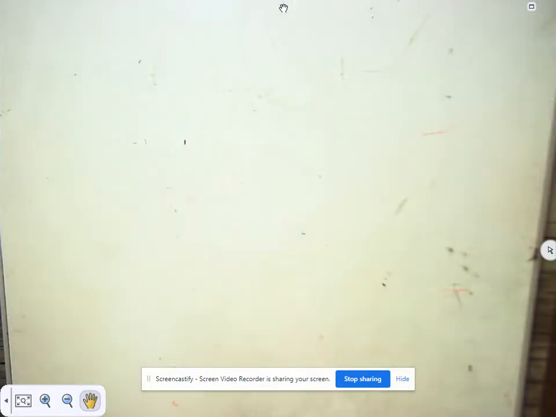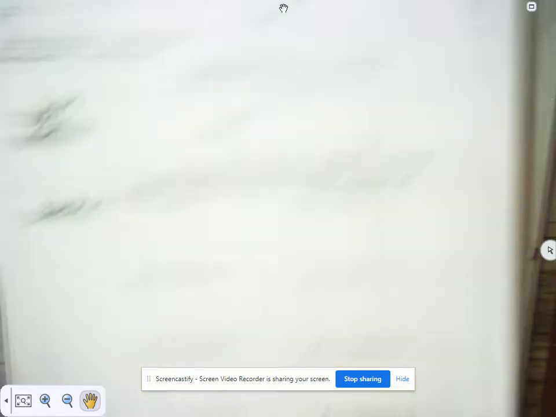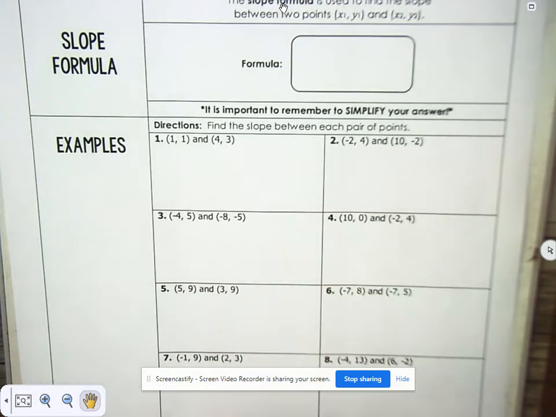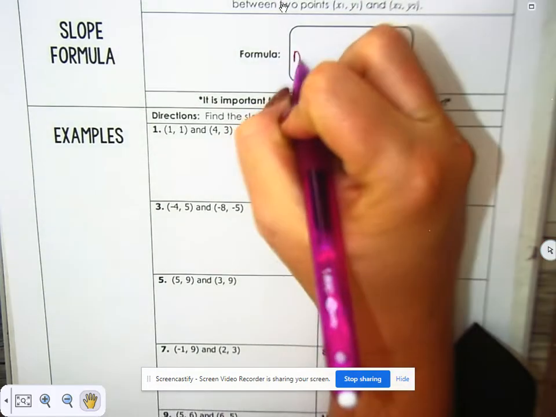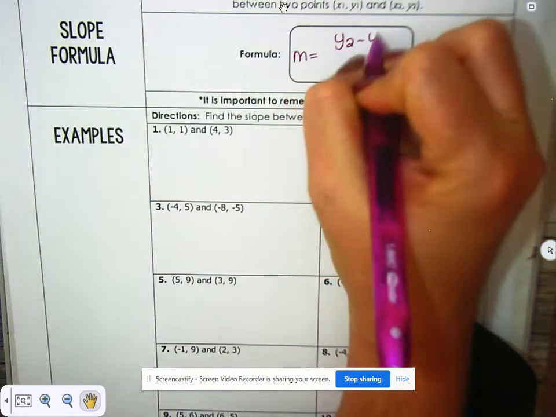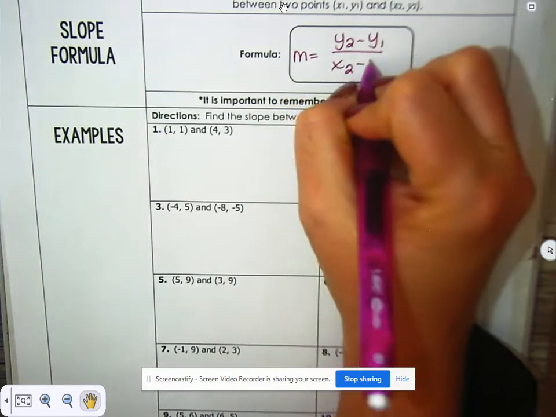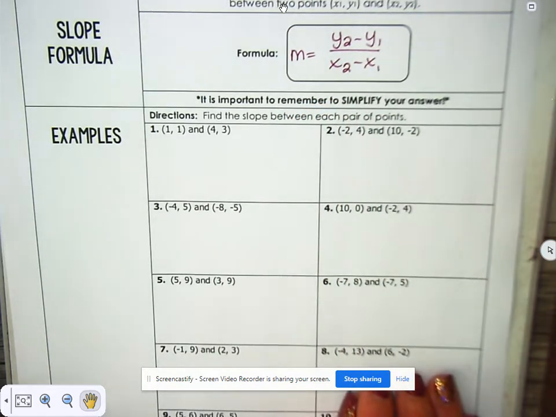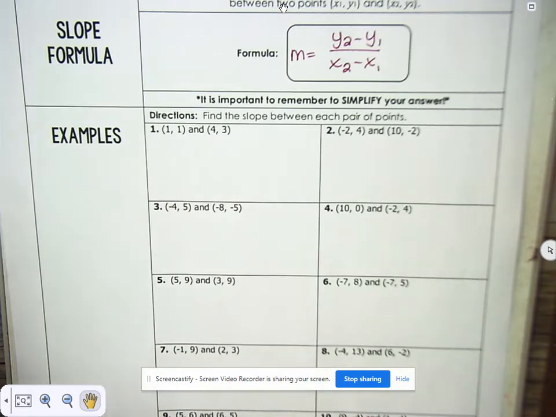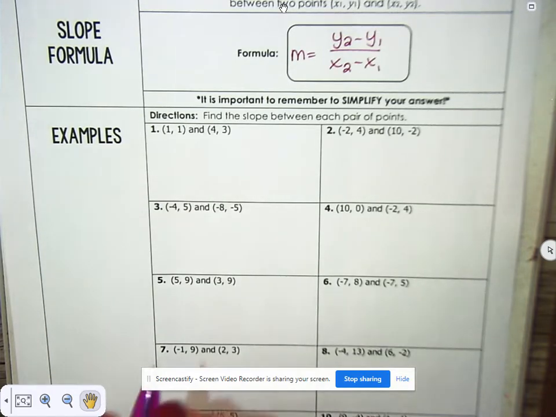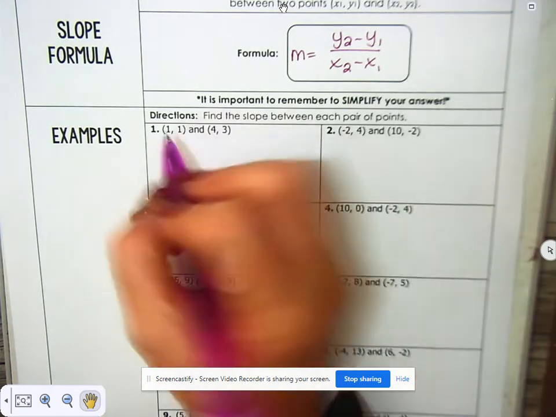Okay, so now let's go to the next part, which is our slope formula. We have already done slope formula. We introduced this in our warm-ups. Remember, our slope formula is m equals y2 minus y1 over x2 minus x1. And that's literally what we're going to do for all, I think there's 12 of these. Again, I'm going to go relatively quickly because we have done this before. If you need to label your points, label your points.